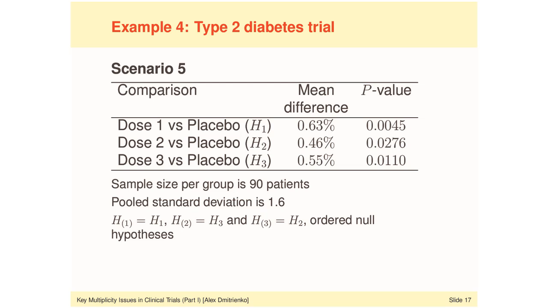And other useful parameters that may help us are shown below the table. We assume a balanced design and the sample size per group is 90 patients. We define the pooled standard deviation. And finally, it's helpful for us to define the ordered hypothesis. It's obviously a very important consideration in the context of step-down procedures, such as the Holm procedure.